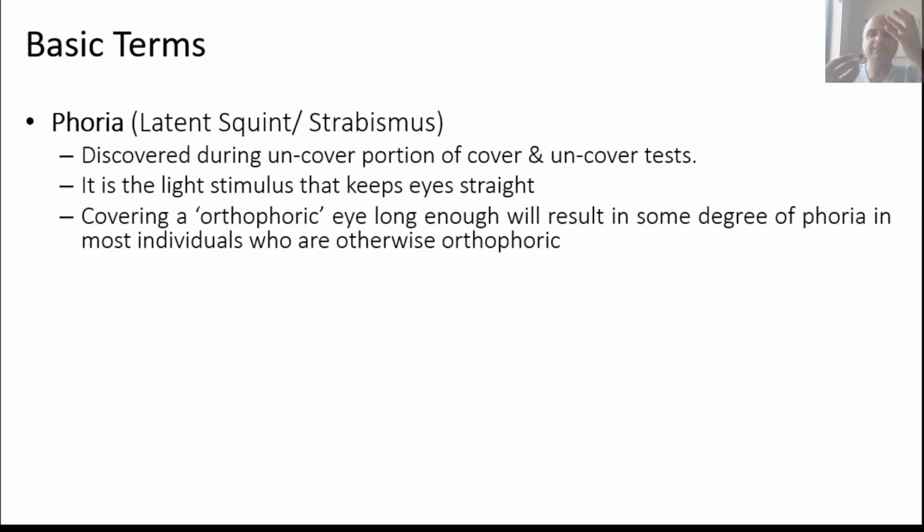because, in essence, it is visual stimulus that keeps your eyes straight. So you cut off visual stimulus, the eye can deviate from the normal position, and that is called phoria. But this is only visible when the eye is under cover. As soon as you remove the cover and the light comes back, the eye would become straight again.